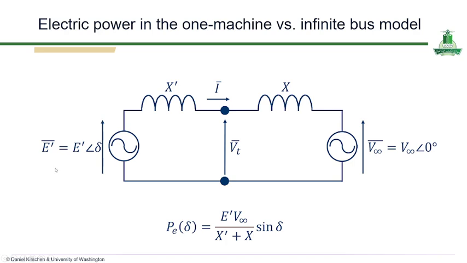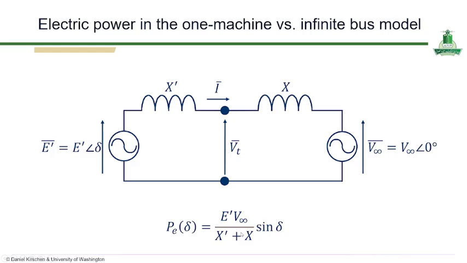Okay. This slide represents the electrical power transfer equation in the one machine infinite bus model. The generated electrical power, PE, with a delta depends on the internal voltage E prime, the infinite bus voltage V infinite, and the total reactance X prime plus X between them. So the key result can be found based on this equation.